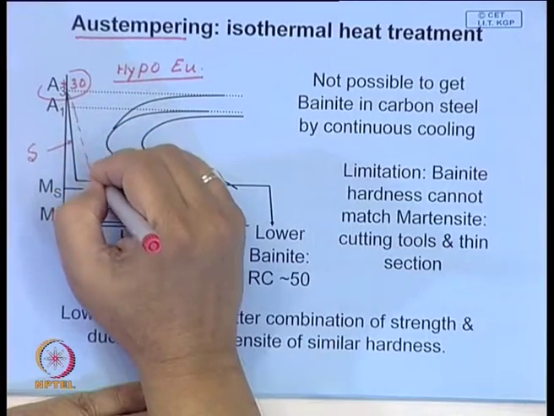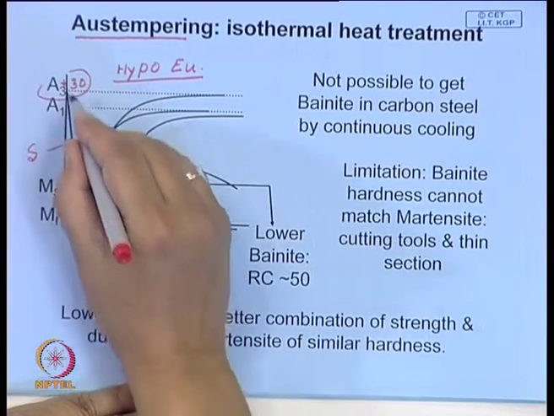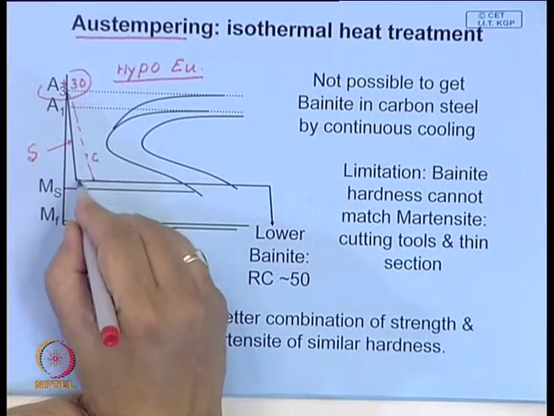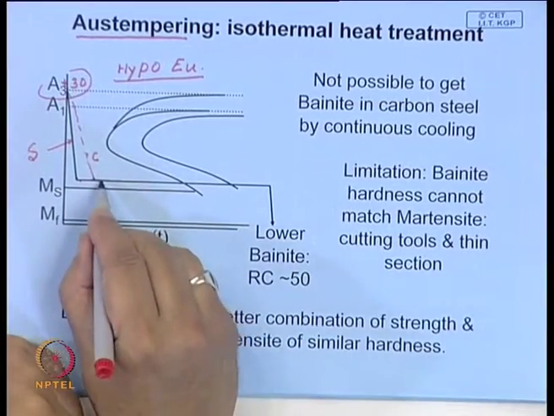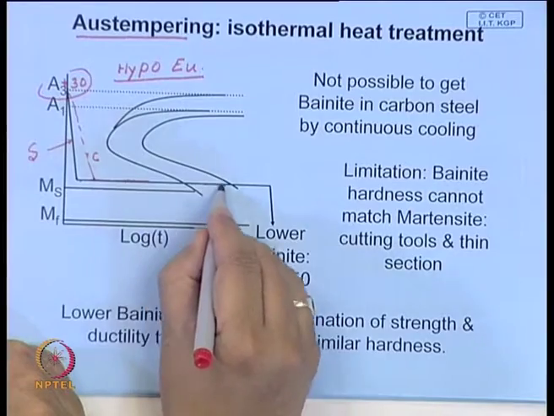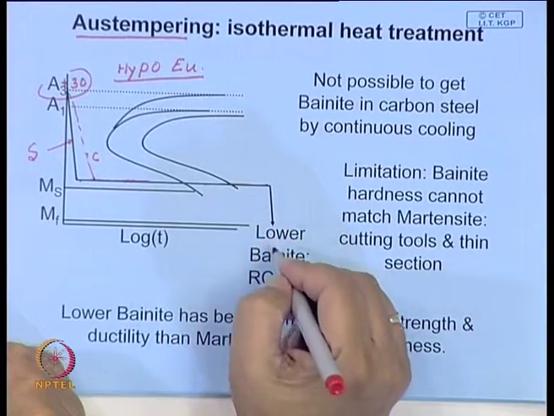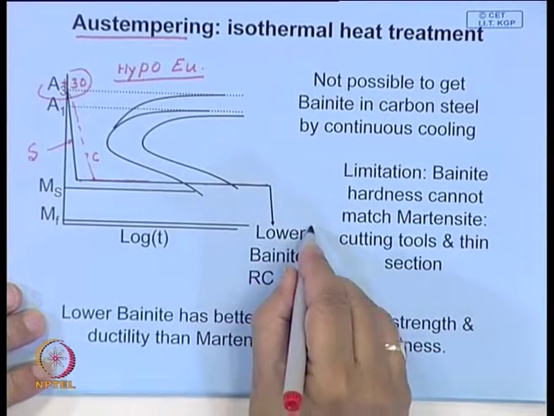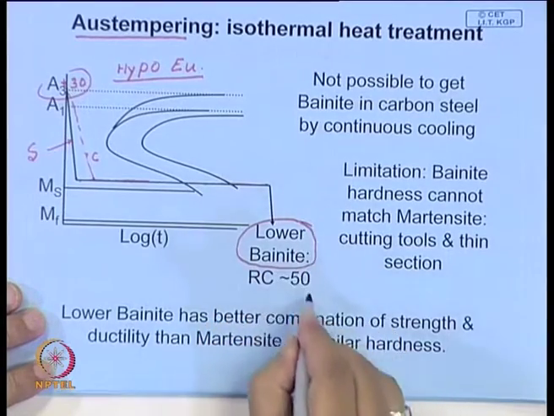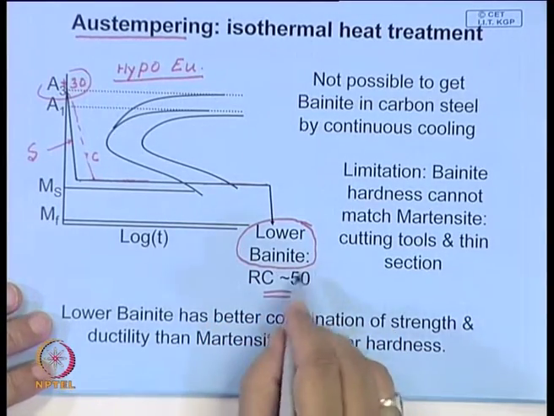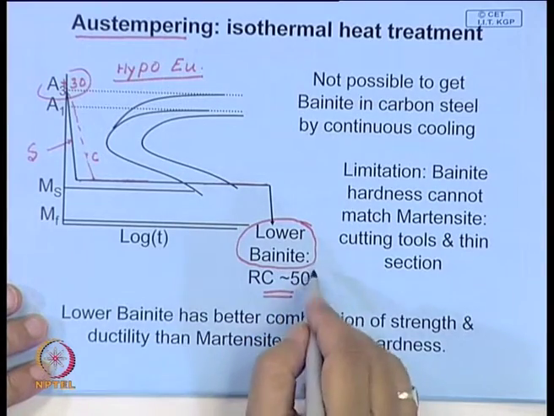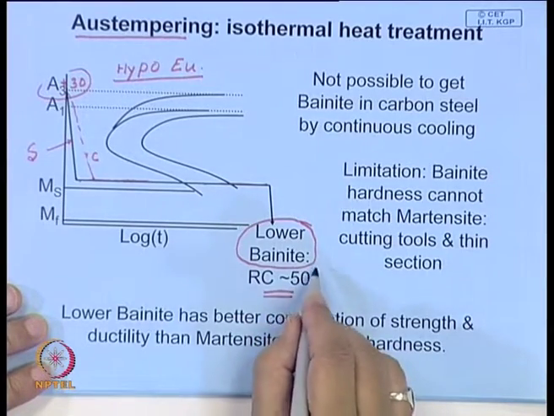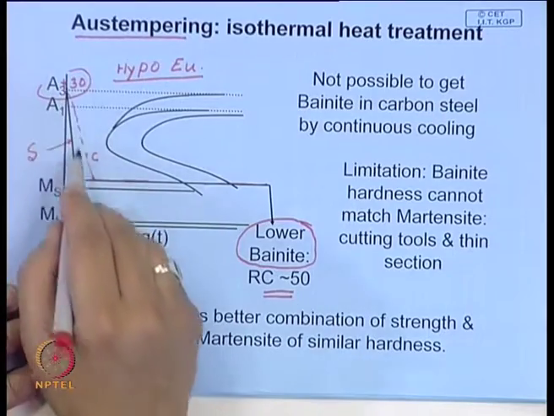Similarly, the rate at which the core will cool is something like this, and when you hold it during this time, both temperatures may become uniform and allow the transformation to be completed at this temperature, and then you quench. So, the structure that you will get under this condition is a lower bainitic structure, which has quite high hardness. This hardness matches with the hardness that you can get after hardening and tempering.